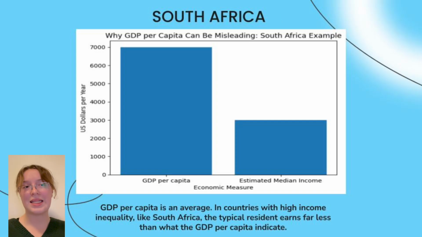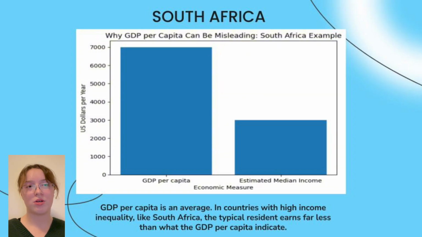South Africa. In this graph, the color bar shows GDP per capita. At first glance, this suggests South Africa is a middle-income country and that people are doing reasonably well on average. But the shorter bar shows median income, which reflects what the typical person earns. The large gap between these two bars exists because South Africa has very high income inequality.